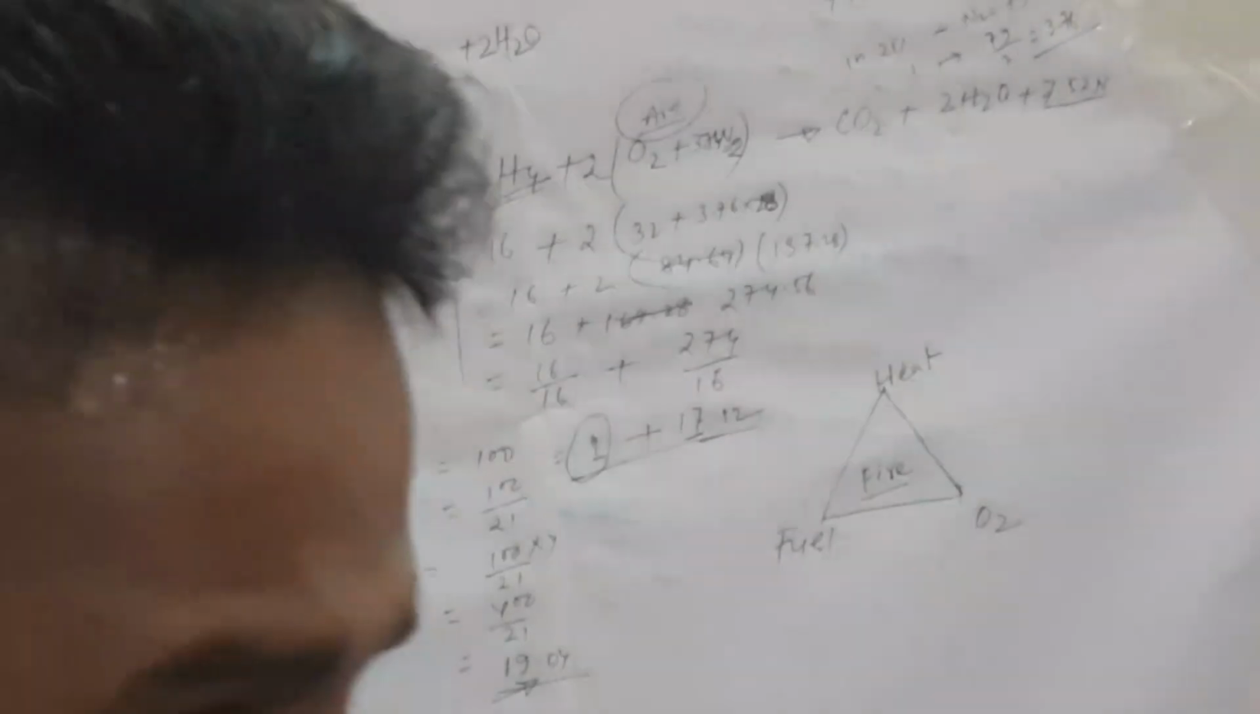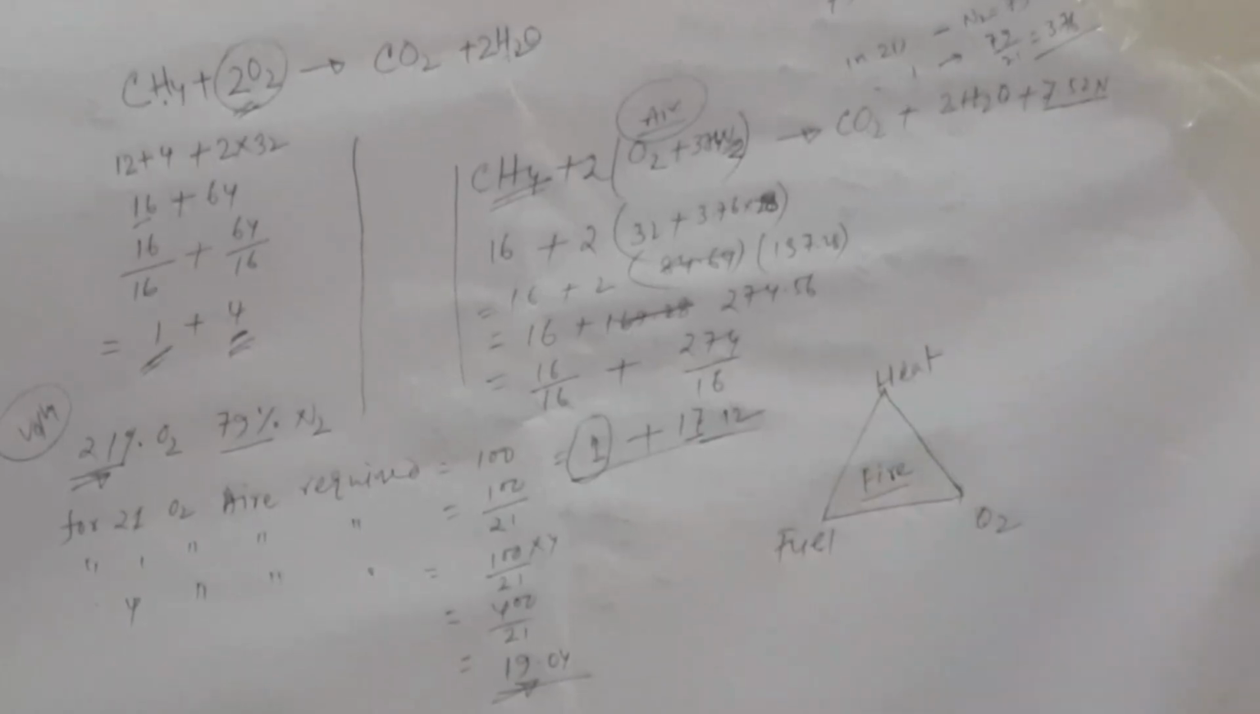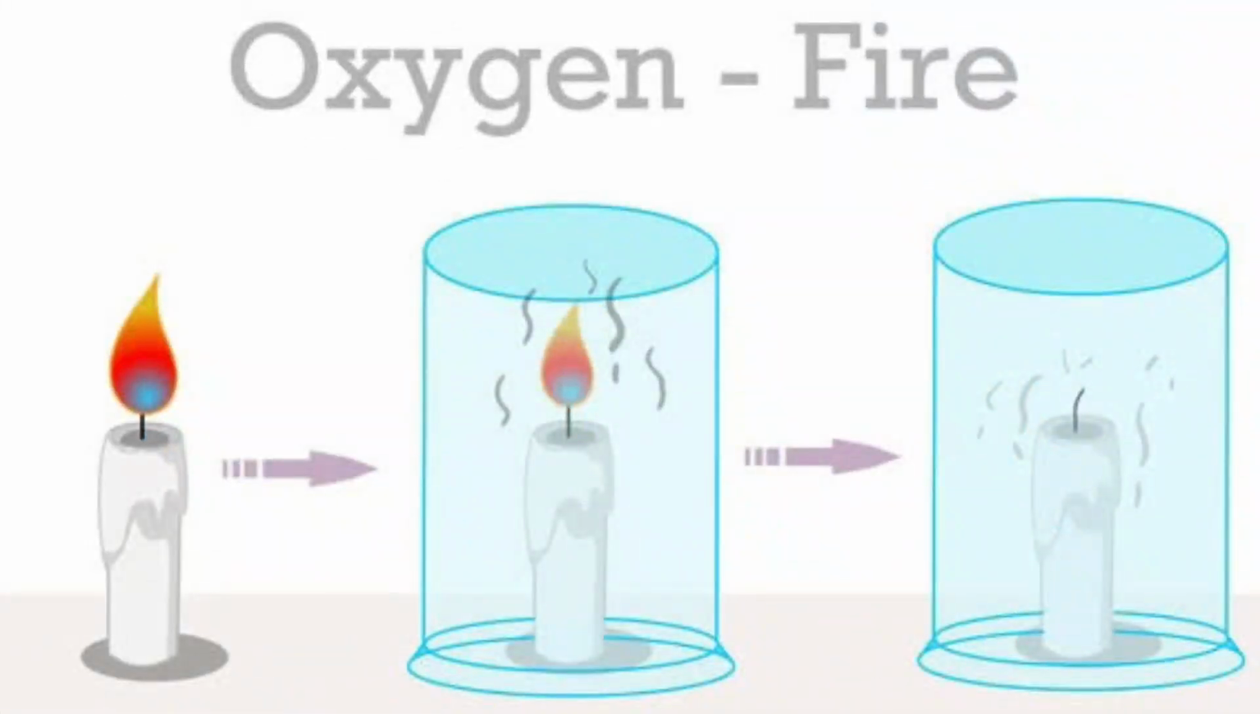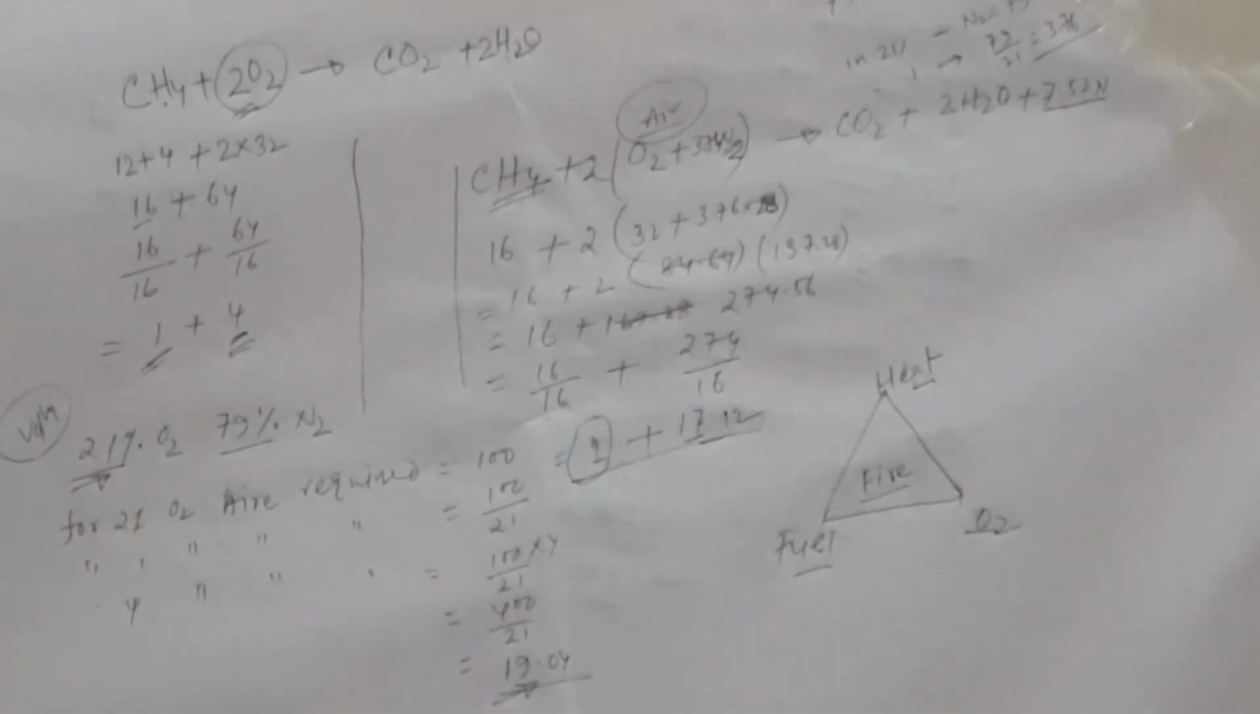Like this, I will give one easy example. If you light a candle, and after some time you put a glass over the candle, if oxygen does not enter the candle, within a short time the candle will go off, because oxygen is not present. So that means without oxygen it is not possible to create fire, without fuel it is not possible to create fire, without heat also not possible to create fire.